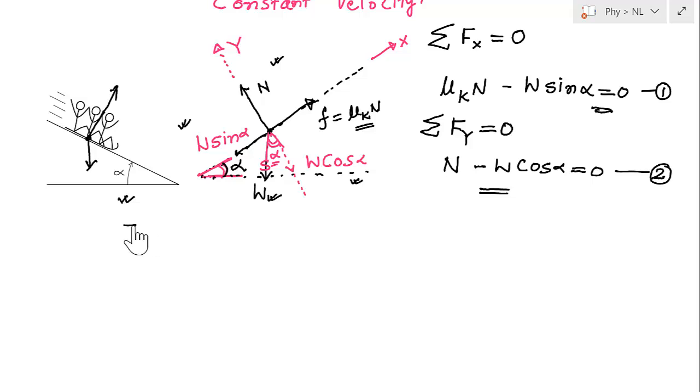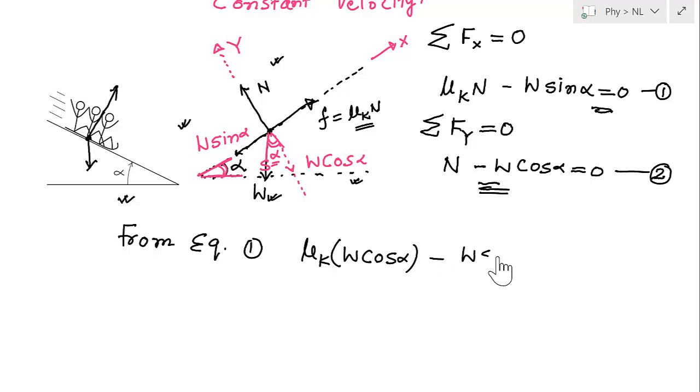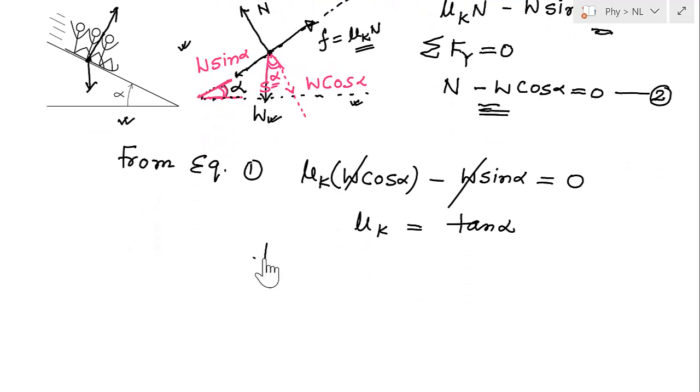So from equation 1 we can write mu k times N, and N will come from equation 2, that is nothing but W cos alpha. So mu k times N minus W sine alpha equals 0. So from here I can calculate alpha. W cancels out, so we will have mu k equals tan alpha. So tan alpha is equal to mu k.